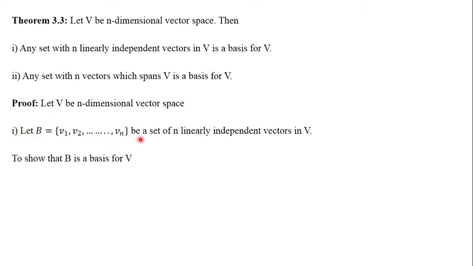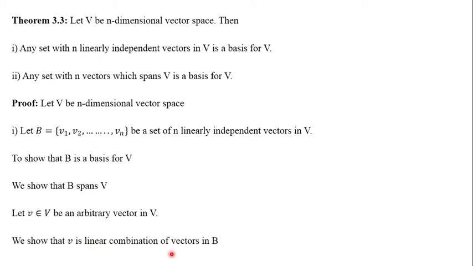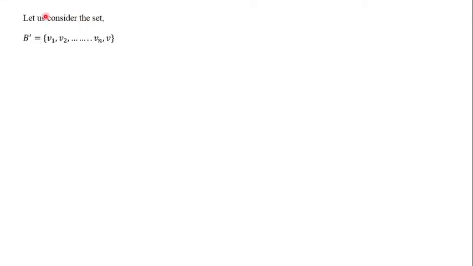So it remains to show that B spans V. B spans V means we have to show that any vector in V is a linear combination of vectors in B. So for that, choose an arbitrary vector v from vector space V, and we show that v is a linear combination of vectors in B. So let us consider a set B dash which is obtained from B by joining a vector v to vectors in B. So B dash is v1, v2, etc.